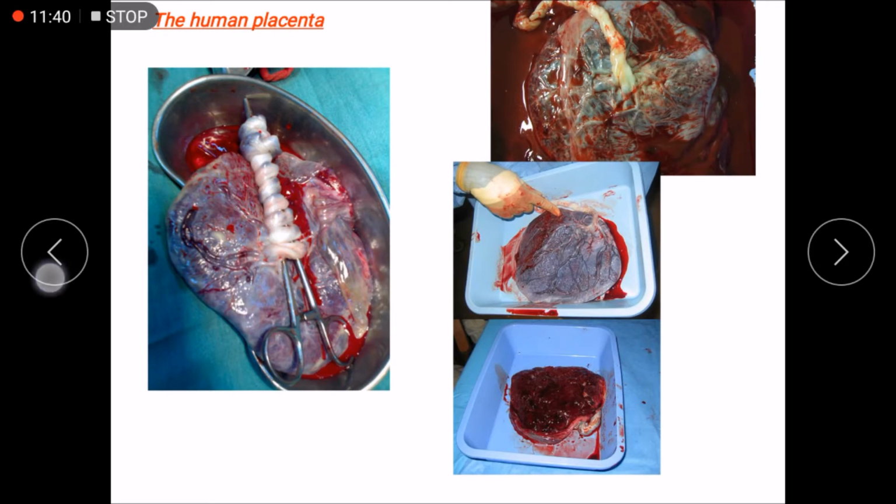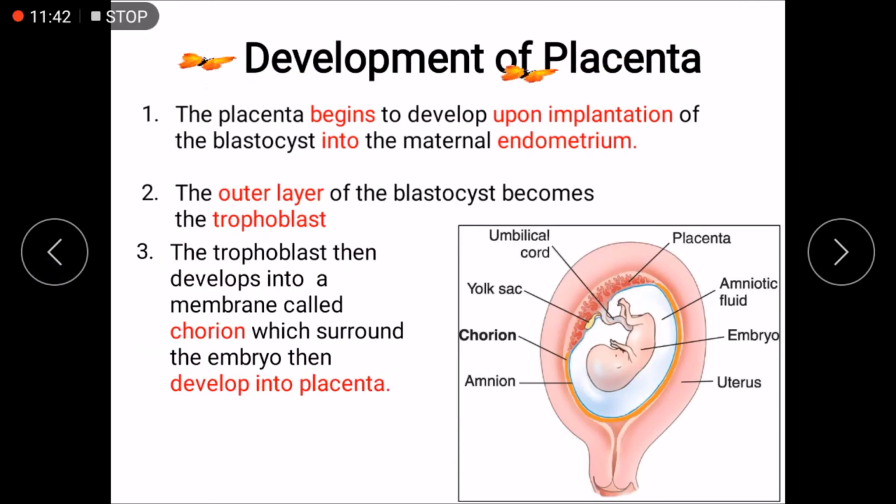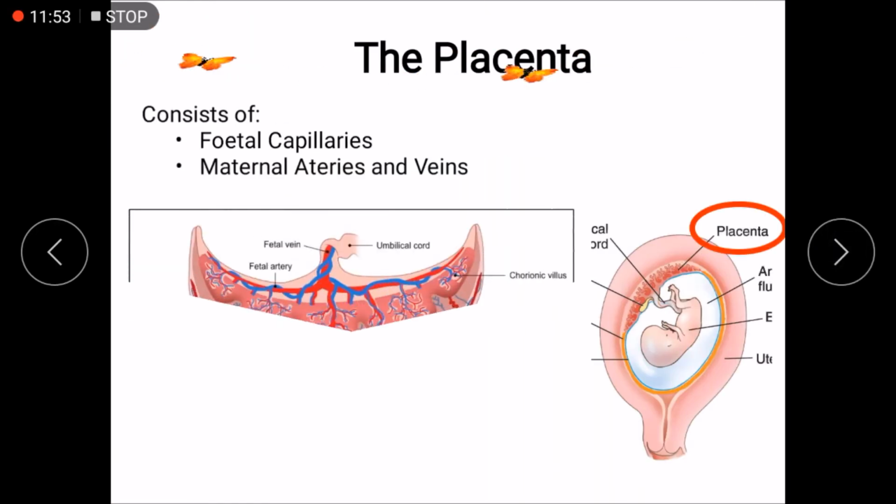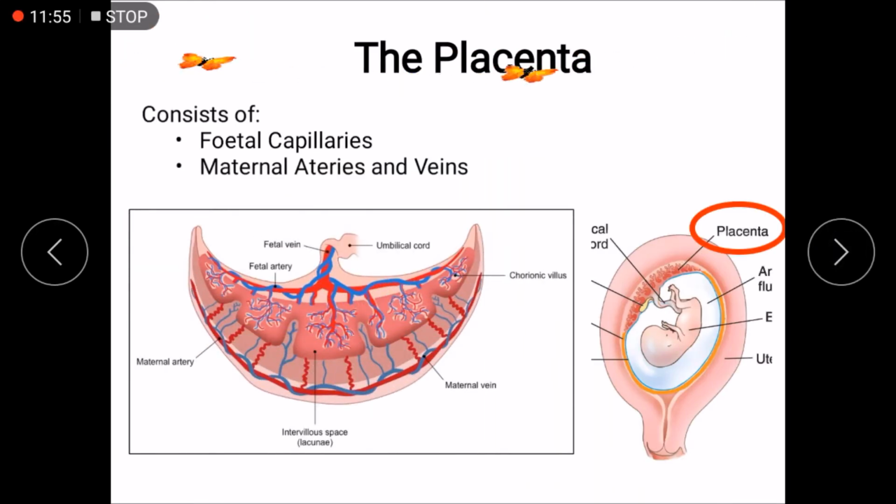You see here, it's actually made of blood, blood vessels and capillaries. So this is the placenta. The placenta consists of the fetal capillaries and the mother's arteries and veins. You will see this is the umbilical cord. The umbilical cord is the one that joins the baby to the placenta.